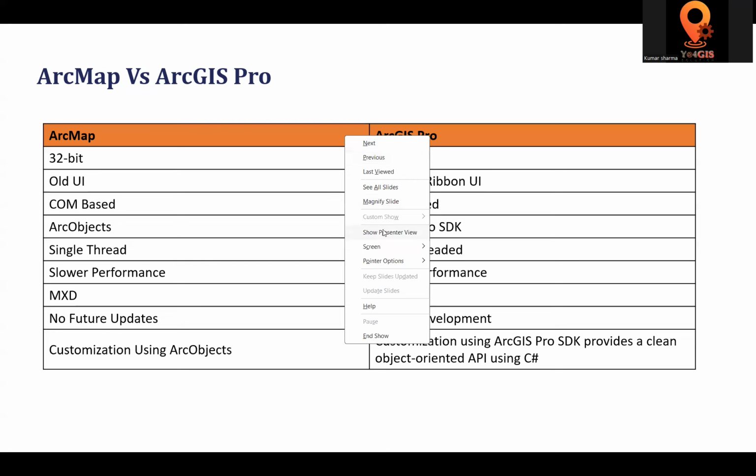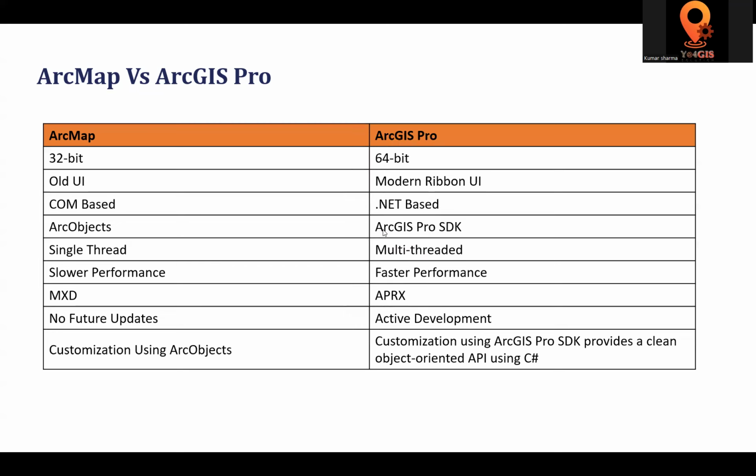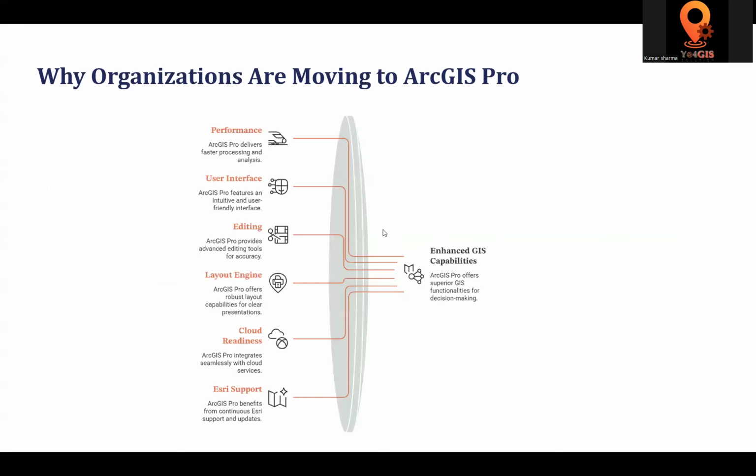Now, after that, let's see why organizations are moving towards ArcGIS Pro. What is the reason behind this? Why are all the organizations moving towards ArcGIS Pro? The first thing is the performance. In ArcGIS Pro, we are getting very good performance. The second thing is the elegant user interface. You will get ribbon-based architecture. You will get dock panes. You will get many advanced windows in ArcGIS Pro.